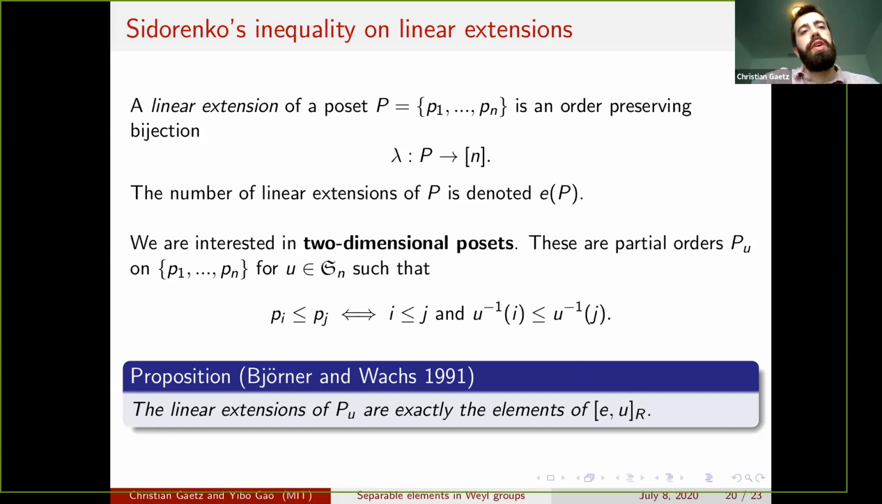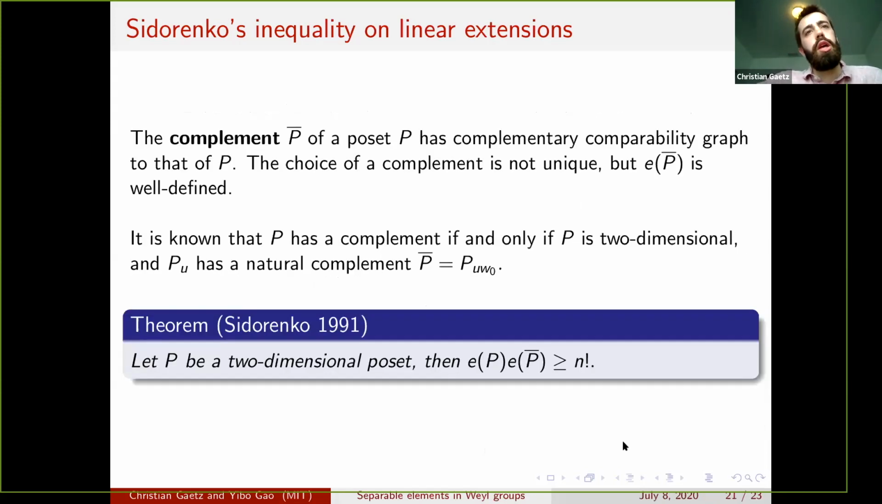And the fact that will be relevant to us is a proposition of Björner and Wachs from a different paper, that these linear extensions, if I think of them as permutations because my elements have indices, then those permutations are exactly the elements of this interval in weak order. Now I need to tell you what the complement of a poset is. So the complement of a poset has its comparability graph being the complement of the original poset's. In terms of two-dimensional posets, the complement of P_U can be taken to be P_U times w_0.